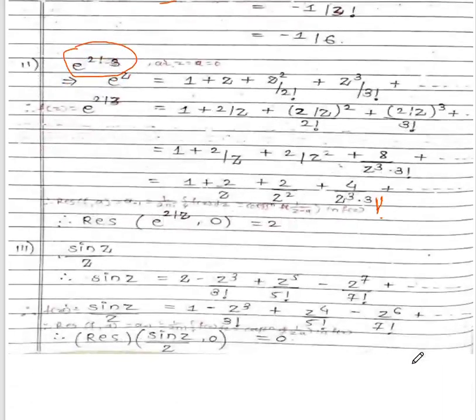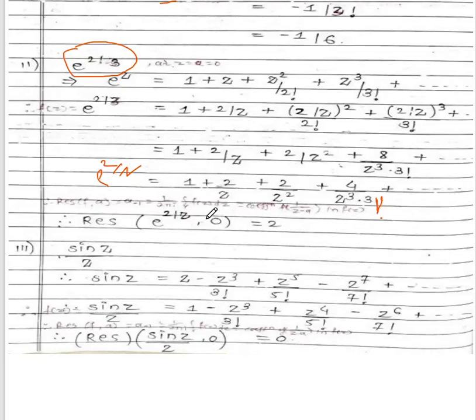Okay. Now by using the definition of the residue, which is defined as the residue of f at a point a, which is given as the coefficient of 1 upon z minus a in f of z. So this is the value of f of z, that is 2 upon z. So what is the coefficient of f of z?